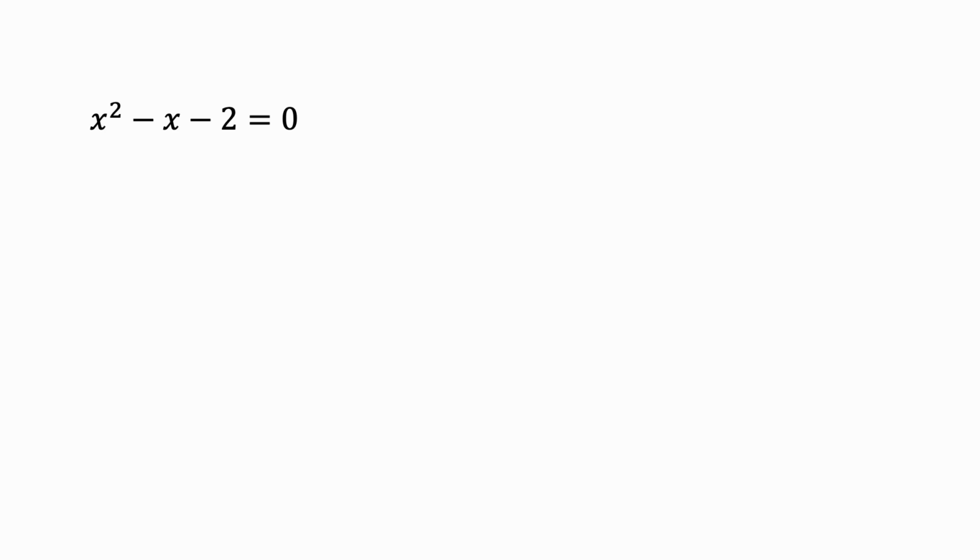This is the equation that we will be working with. X squared minus x minus 2 equals 0. So let us carry out the steps that we just listed. Step 1. Move the constant to the right of the equation, keeping all x terms to the left.